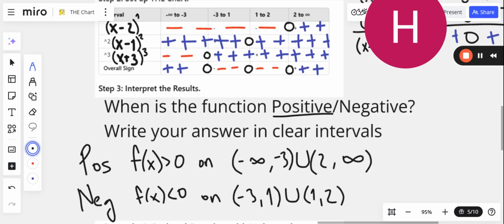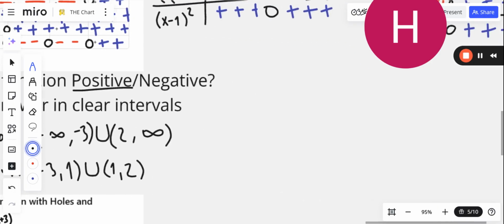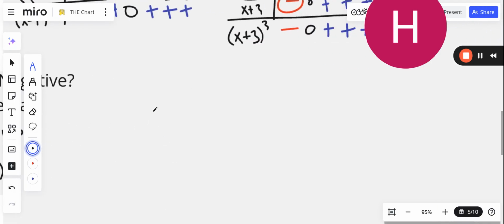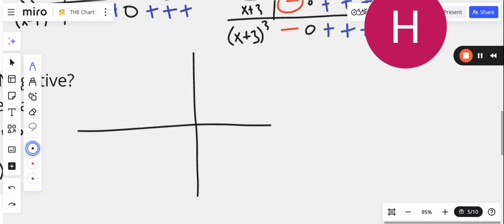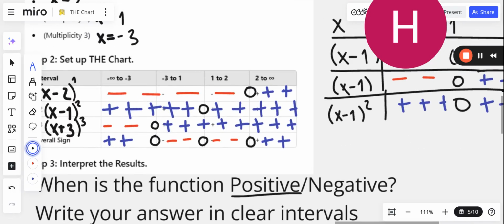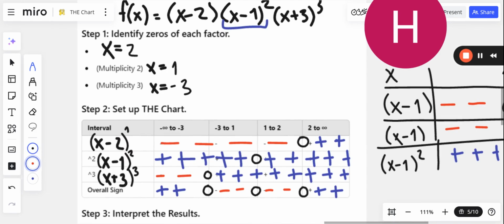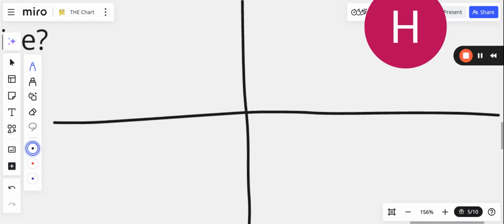Okay, now let's talk a little bit about the graph, because it's really important to know how to sketch some of these graphs. It's a dying skill. We already pretty much have the number line with the location of the zeros, so just read that. We have 2, 1, and -3. So this is going to be our -3, I guess. There's our 1, and there's our 2.